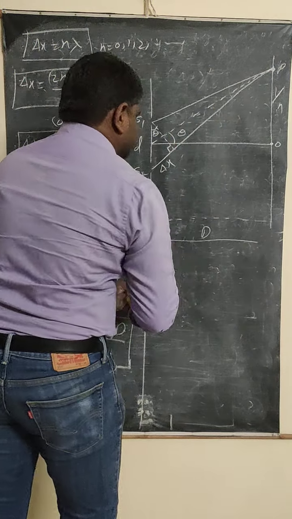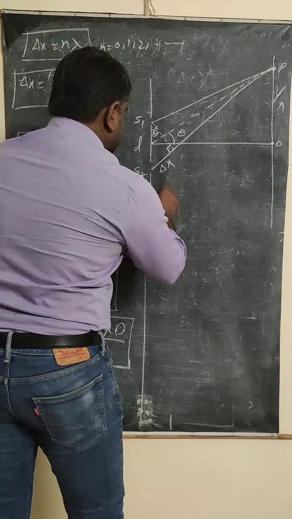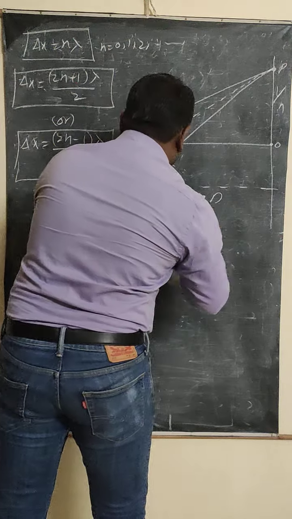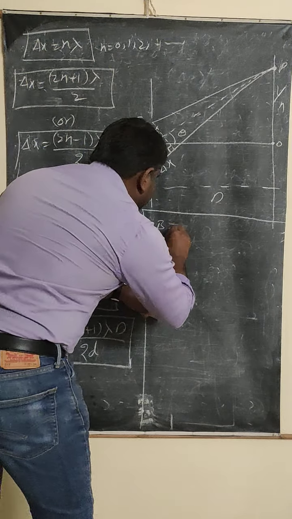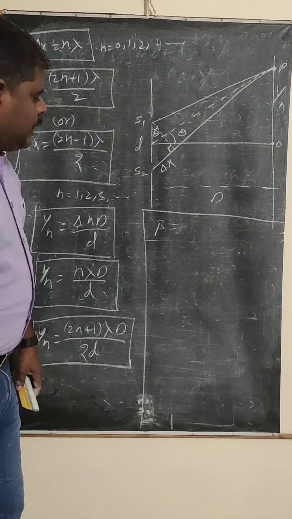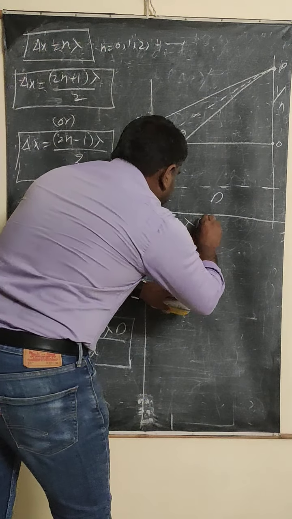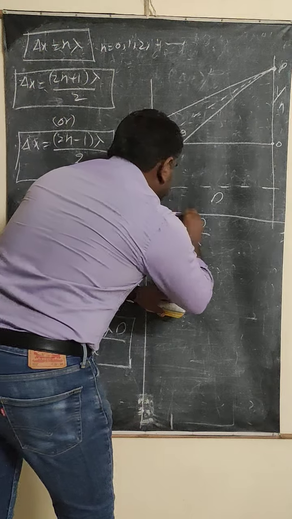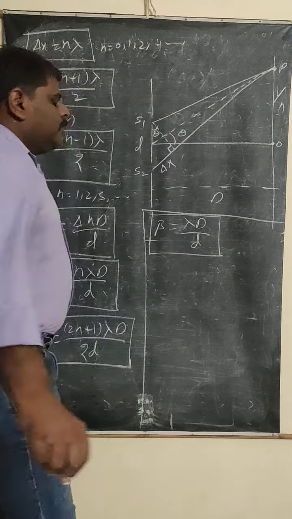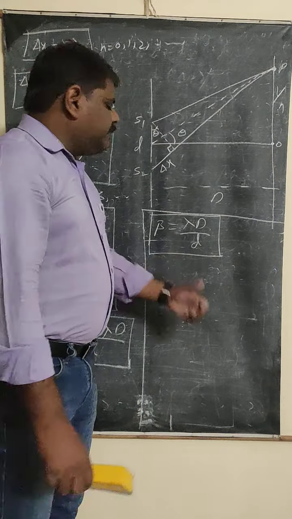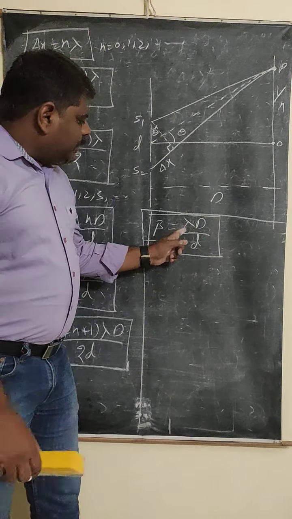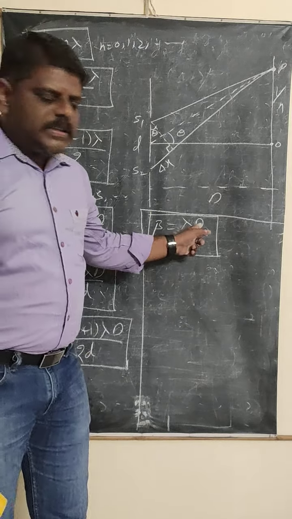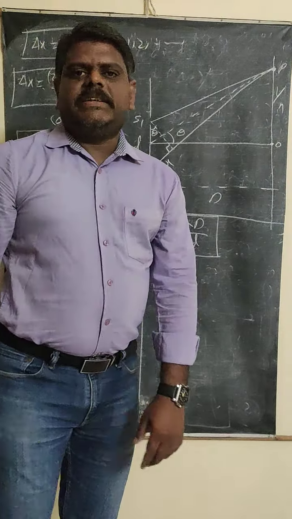Fringe width is equal to, so this distance can be written here as capital D. Now the fringe width is represented by beta. The formula is very important. Beta is equal to lambda into capital D by small d. This is the fringe width formula. Lambda is the wavelength, capital D is the distance of the screen, and small d is the distance between the slits.